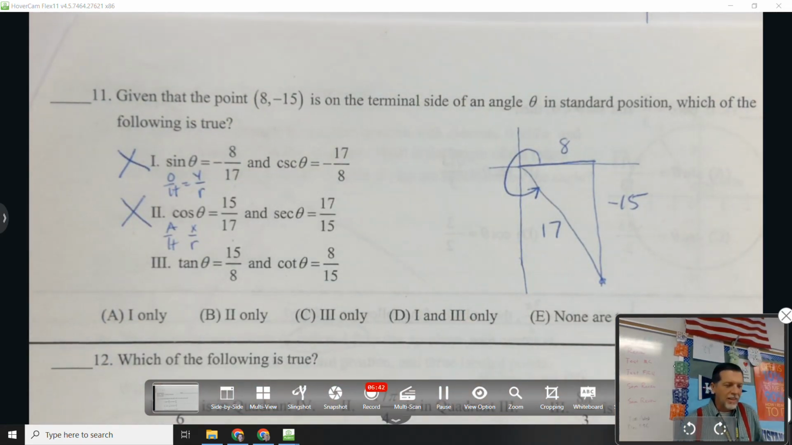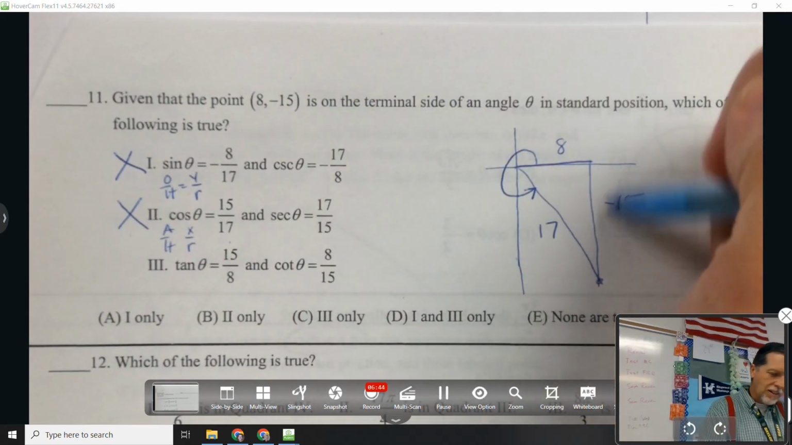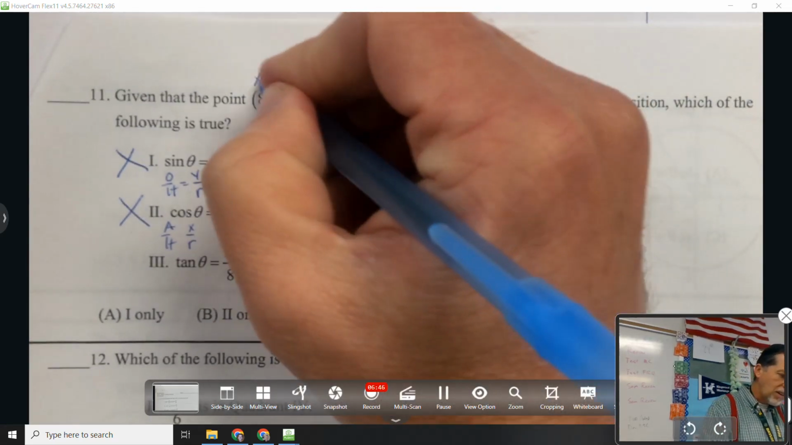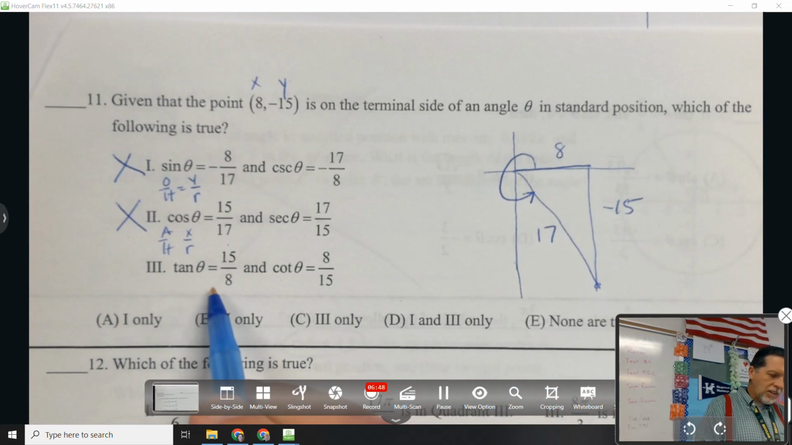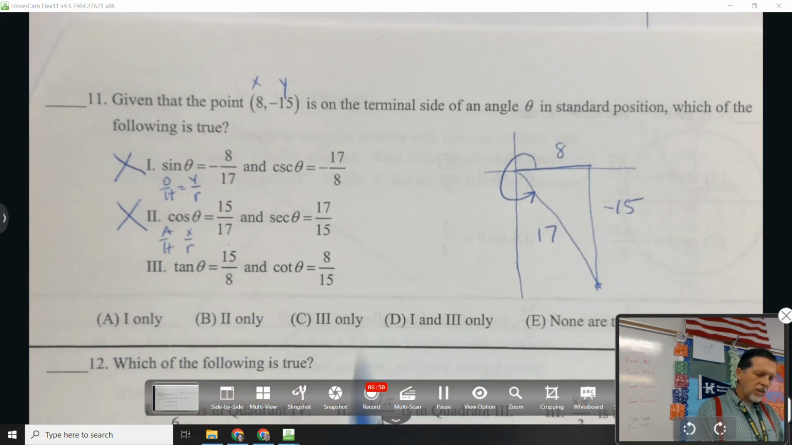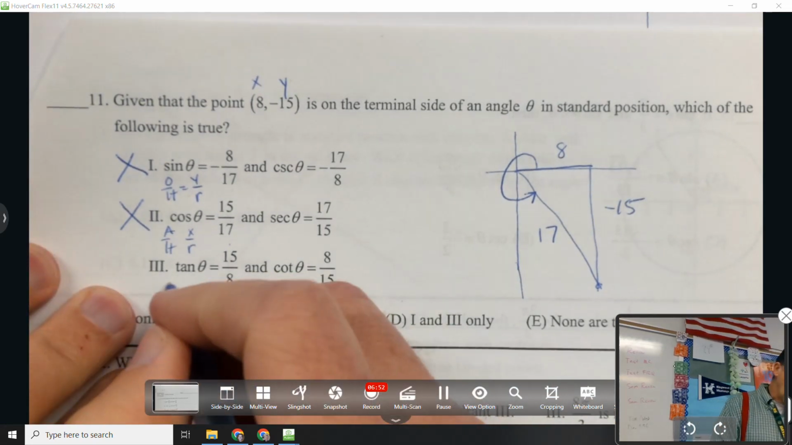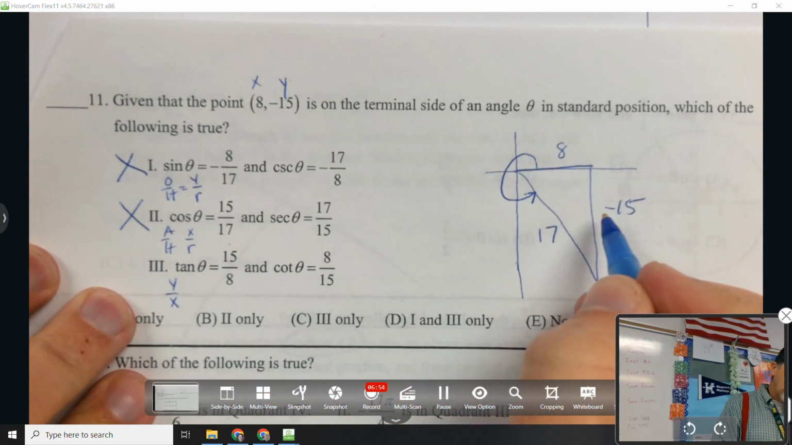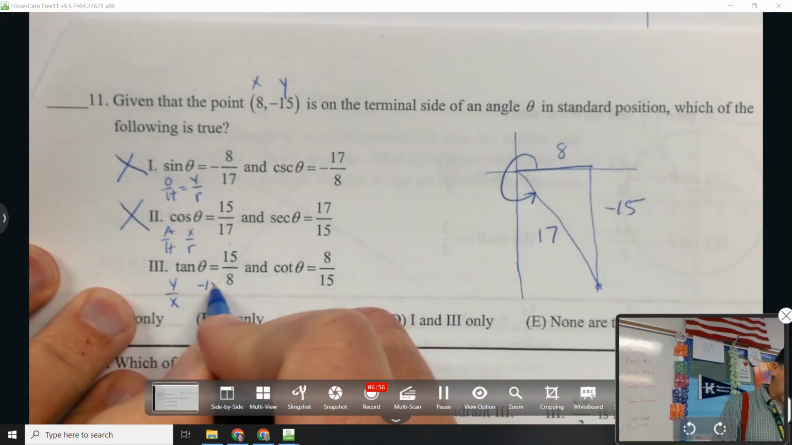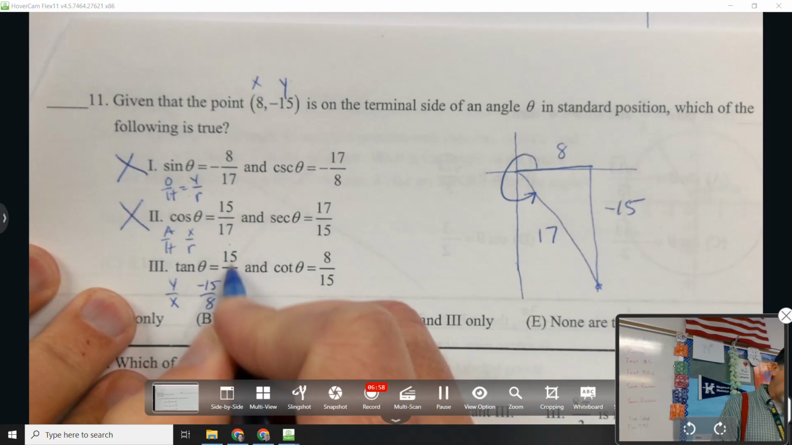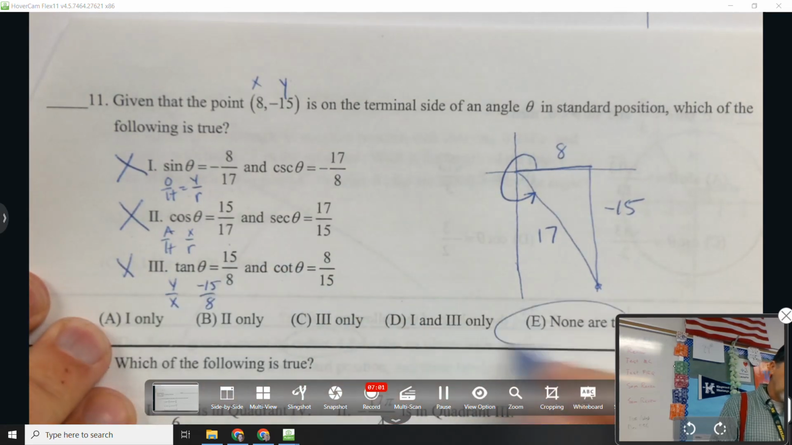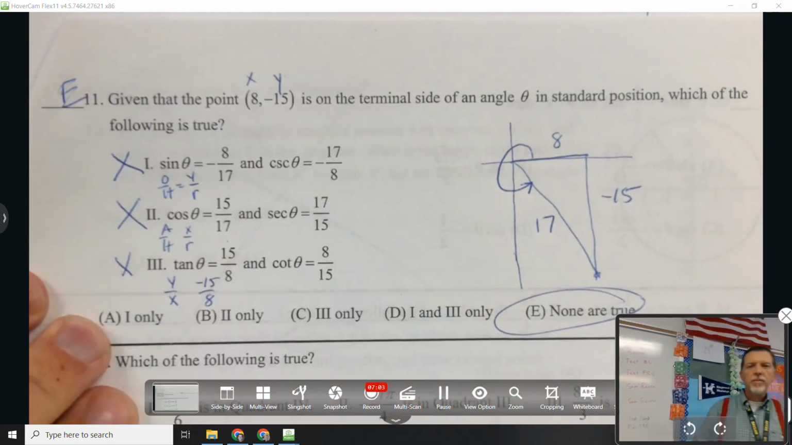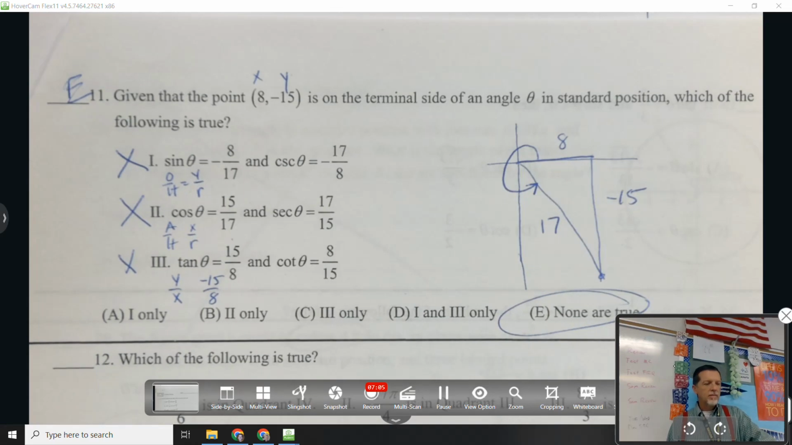I'm rethinking, did I do this right? 8, negative 15. 8. Yes, that's right. Tangent is opposite over adjacent, or y over x. That would be negative 15 over 8. So that one's wrong as well. So none are true. Yeah. Annoying, frustrating, I don't know.